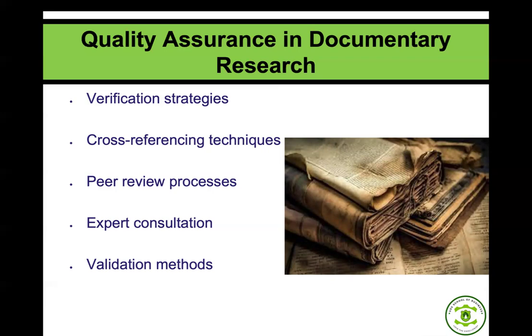The second one is cross-referencing techniques. This involves comparing multiple documents or sources to confirm information and identify any inconsistencies or patterns. We can also rely on the peer review process. We can have other researchers, our colleague researchers, review our documentary analysis to help us ensure that there's rigor in our interpretations and our conclusions.